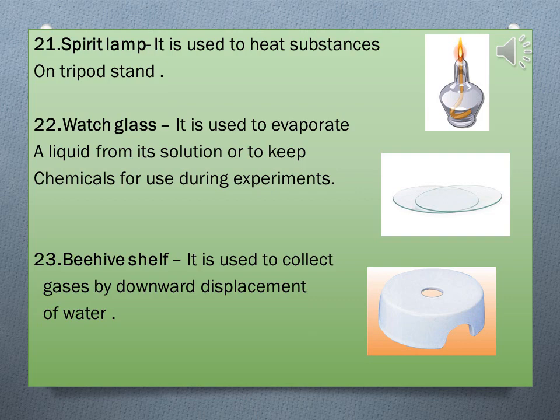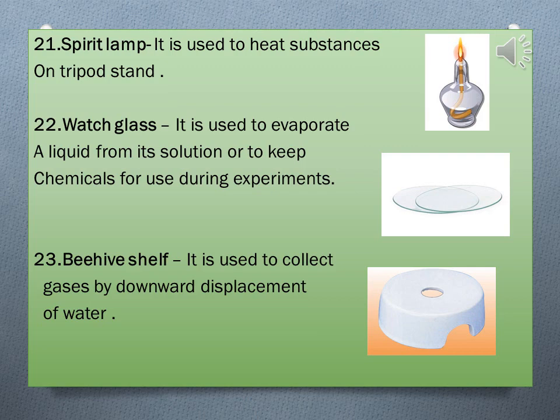22nd is watch glass. Watch glass is used to evaporate a liquid from its solution or to keep chemicals for use during experiment. So if you want to evaporate any liquid from its solution, you can keep that liquid on the watch glass and then evaporation process will take place. Or whenever we conduct any experiment, any practical in the chemistry laboratory, we need chemicals. So those chemicals which are in the form of salt, we cannot keep in our hand or we cannot keep on the shelf. So what we are using, we are using the watch glass.